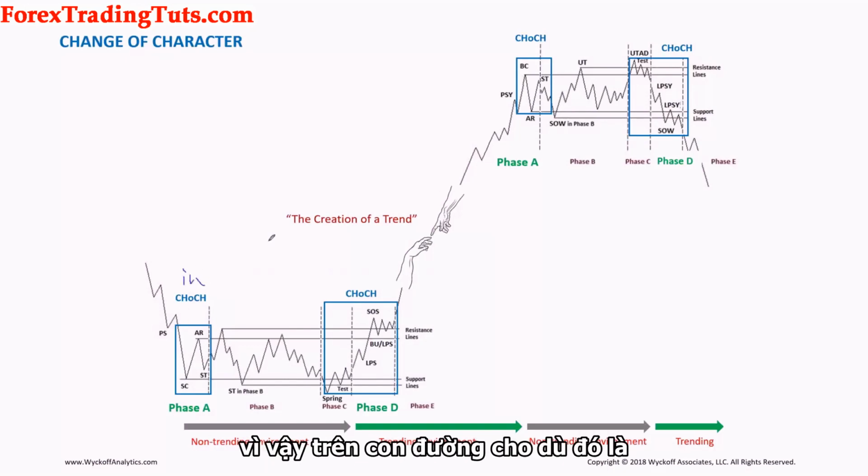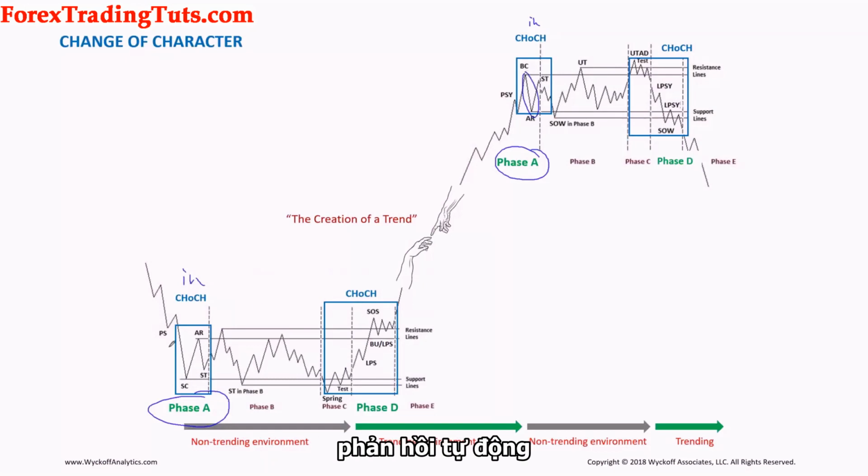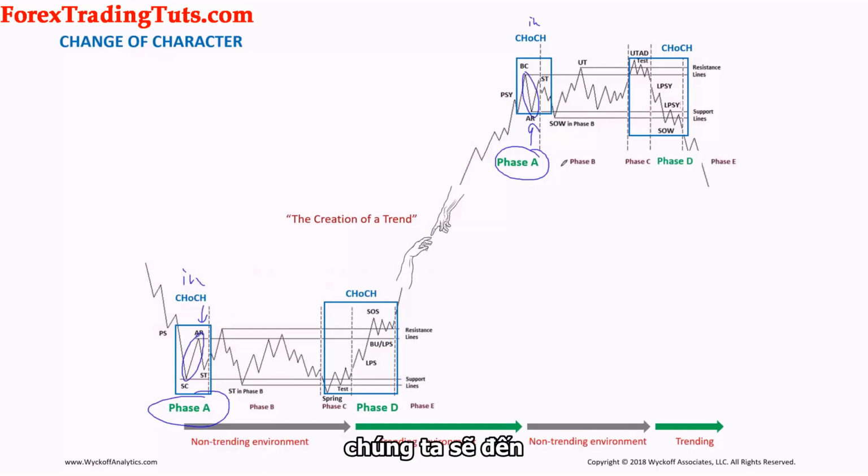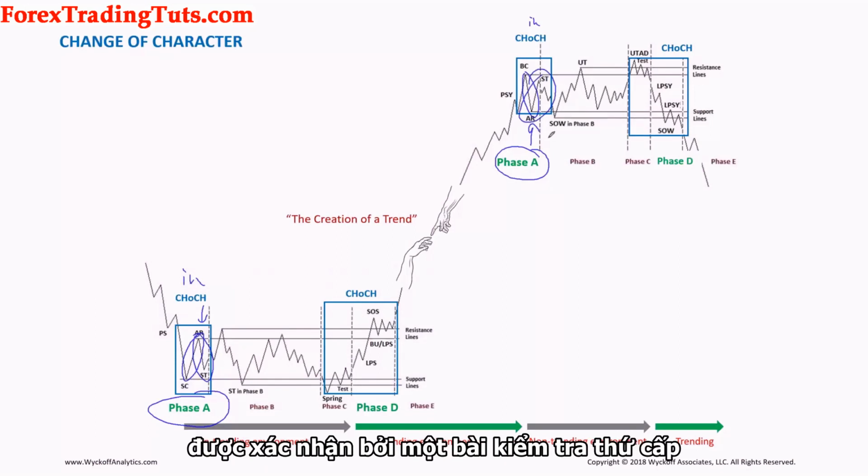So on the way in, whether it's accumulation or distribution, that's all going to be in phase A. And you're always going to be looking at the automatic rally in the accumulation and the automatic reaction in the distribution as those first two counter-to-the-trend events that are going to lead you to the conclusion that this is a change of character and therefore we are going to start a non-trending environment. And then secondly, in phase A it is going to be confirmed by a secondary test. So that's on the way in.